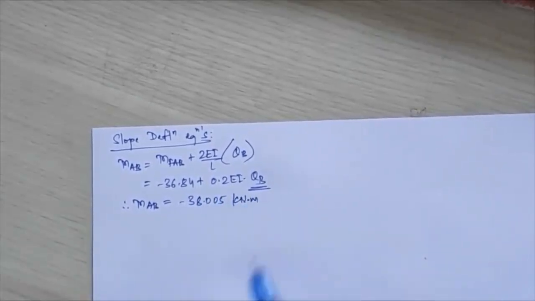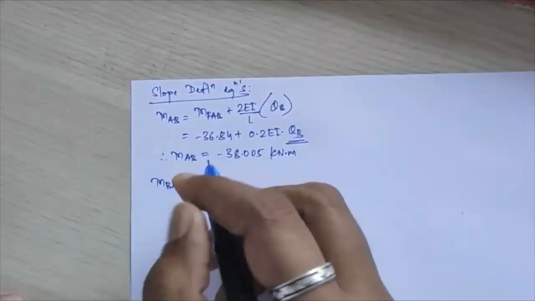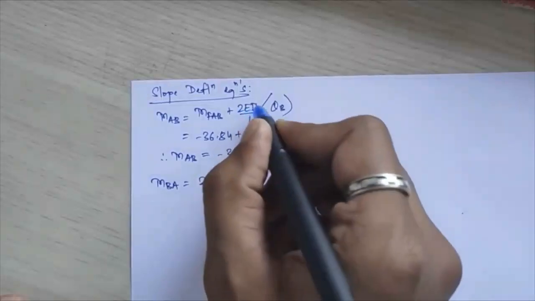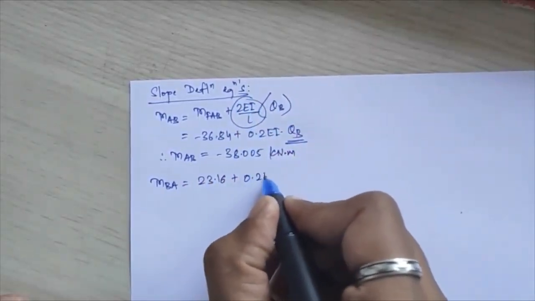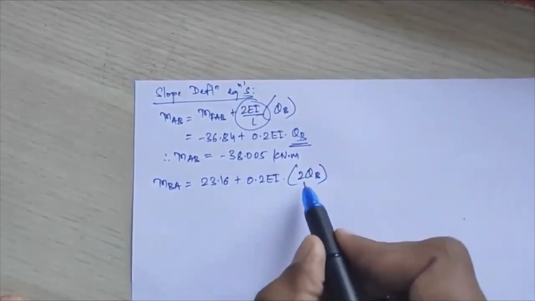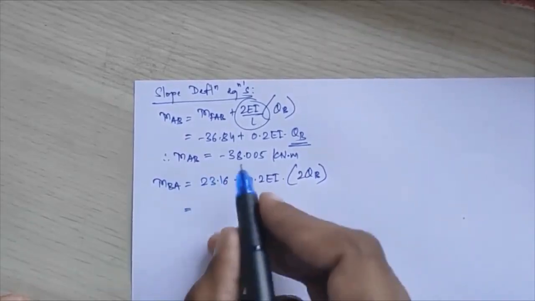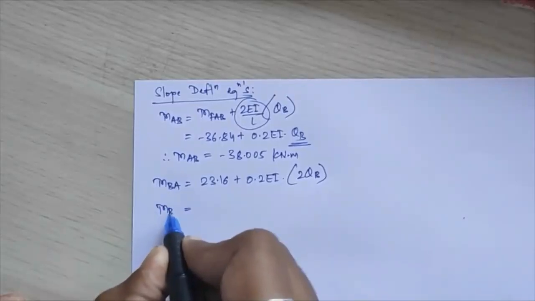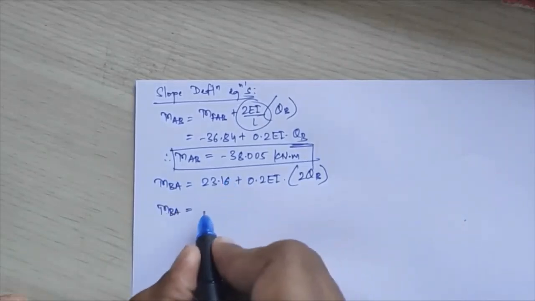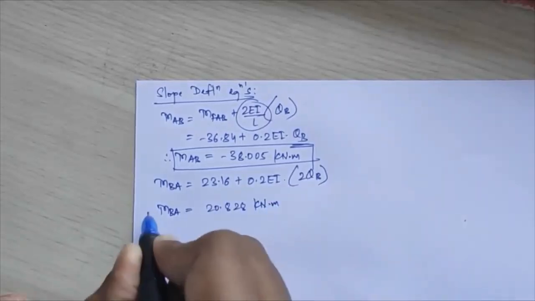kilonewton meter. In the same way I'll calculate MBA, that is equal to MFBA, which is 23.16, plus 2EI upon L, which remains the same, that is 0.2 EI into bracket 2 times theta B, because the near end is now B. If we calculate this, substituting the value of theta B, I get MBA equal to 20.828 kilonewton meter.